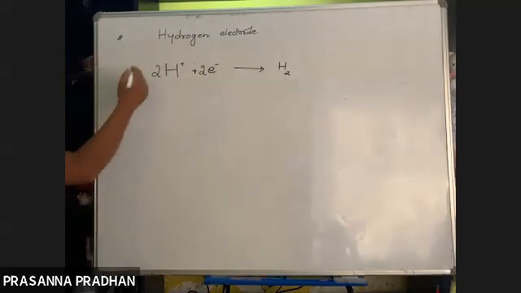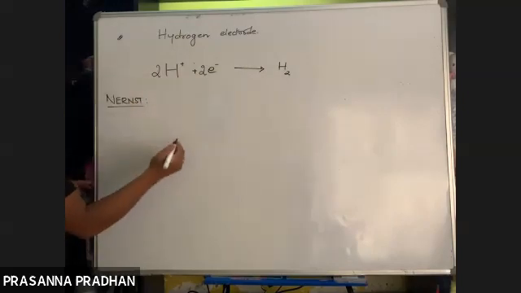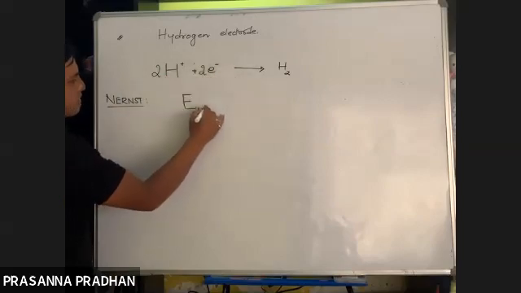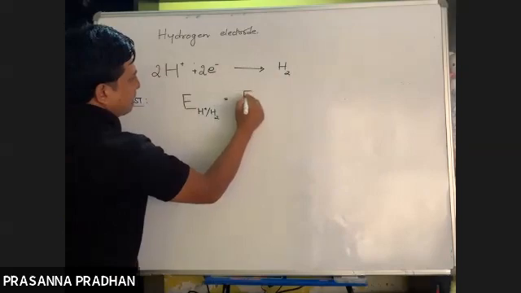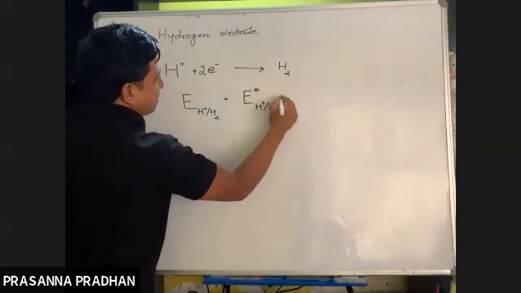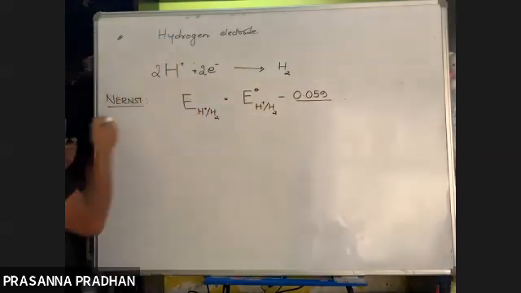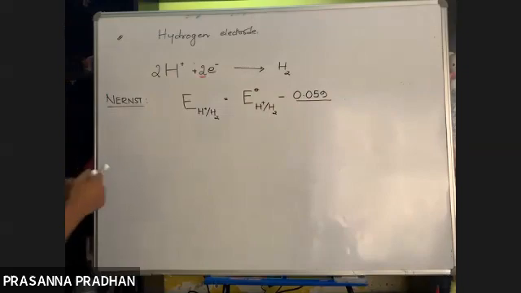Now, what is going to be the Nernst equation for this? How am I going to write down the Nernst equation? So the Nernst equation is going to be E. What is undergoing reduction to what? H positive ion is undergoing reduction to H2. E of H+/H2 is equal to E naught of H+/H2 minus 0.059 divided by how many electrons are involved in this case? Here the value of n is going to be 2, since 2 electrons are involved.